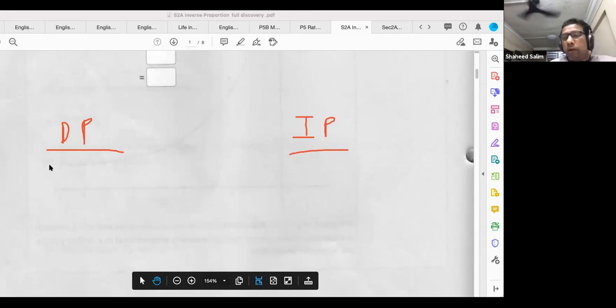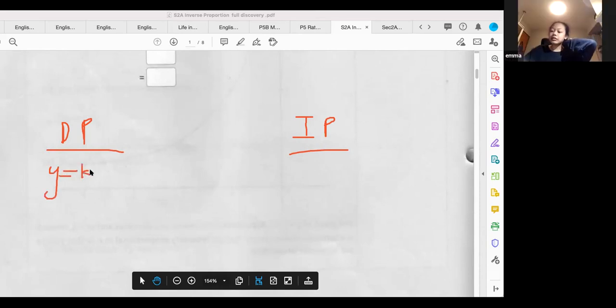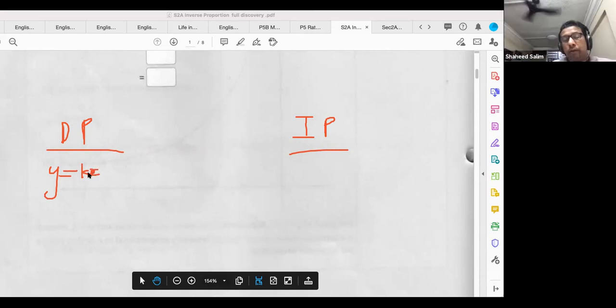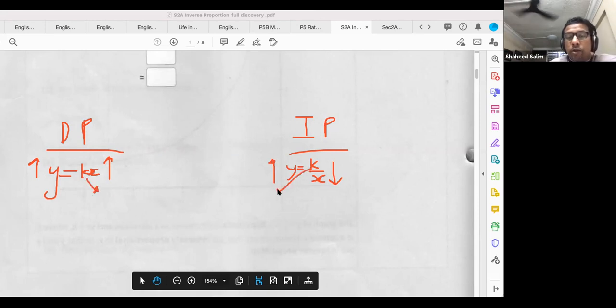Now the formula, you remember the formula? Direct is y equals kx. What about inverse? You remember? y equals k over x. That's the difference. So what does it mean? Basically, this one means when x increases, y increases. When x decreases, y increases. You know what I mean? That's the difference. It's inverse. So k is always known as a constant. Okay, this is constant. So we will go through a couple of things.